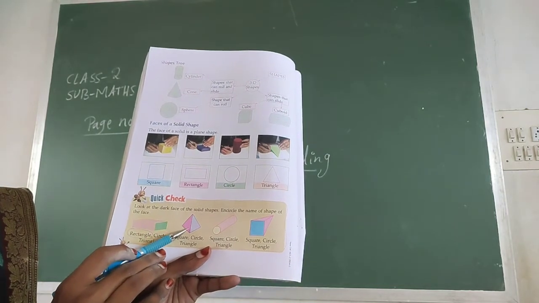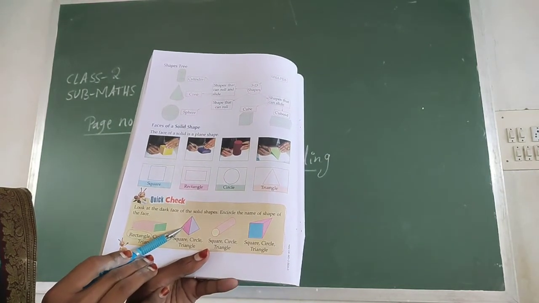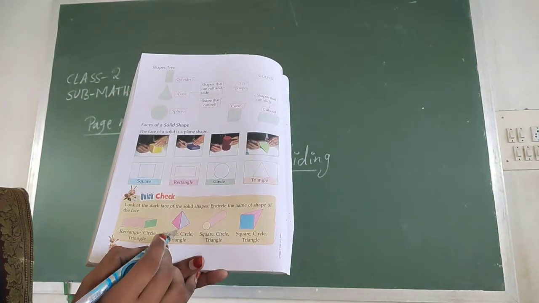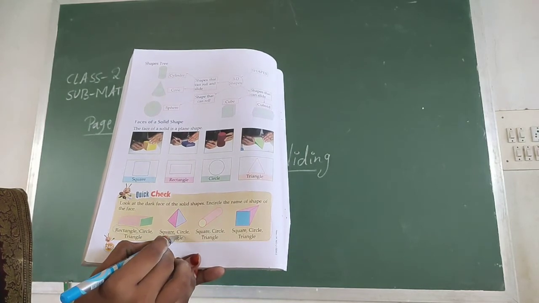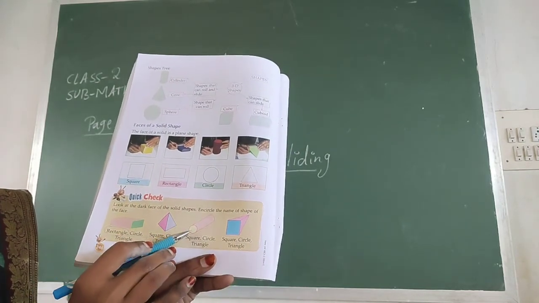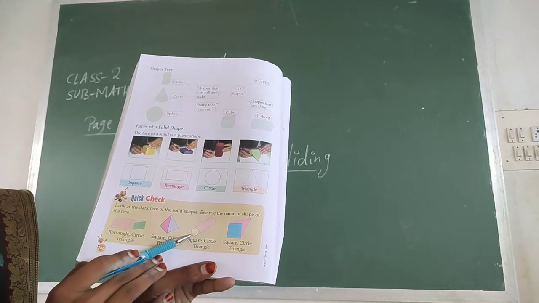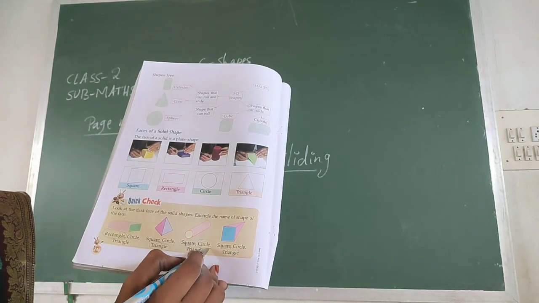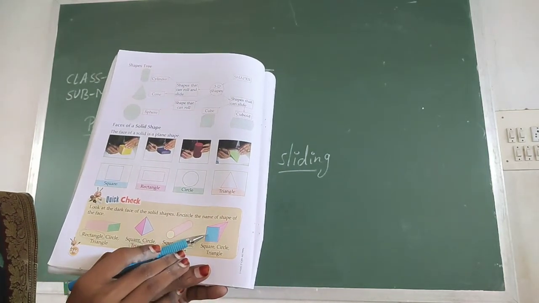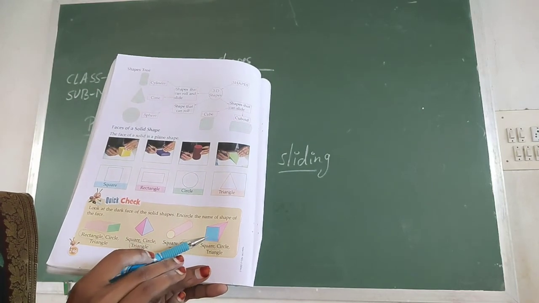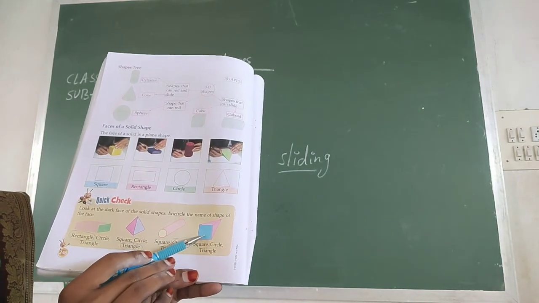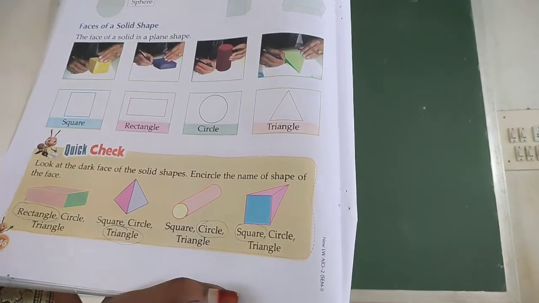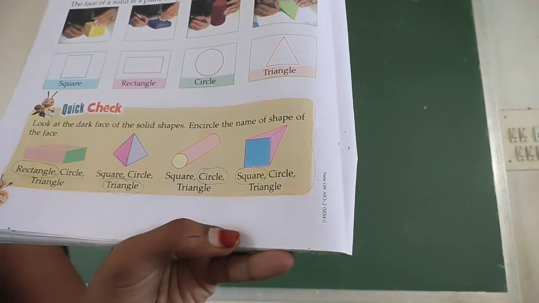In this shape, it is a dark face, and this face is looking like a triangle. So encircle the triangle. And in this shape, it is a dark face, and it is looking like a circle. So encircle the circle. Next, in this shape, it is a dark face, and it is looking like a square. So encircle the square. Okay. For today's class, it's enough.